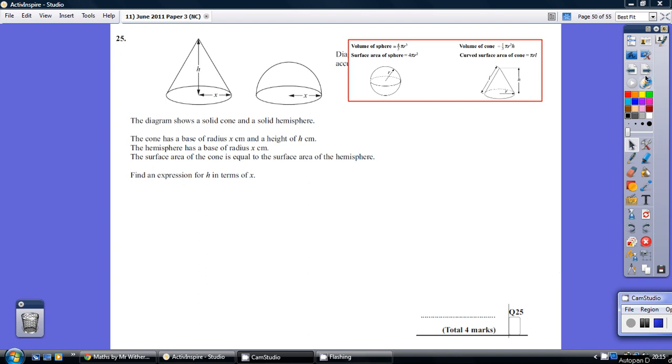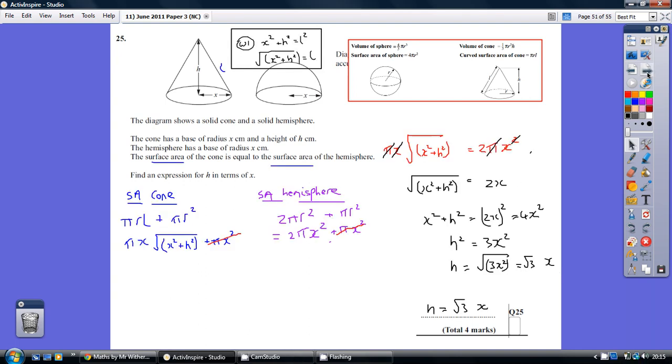Now question 25, have a go. Now I think this is a really difficult question. Okay, we're dealing with surface area of cones being equal to surface area of hemisphere.